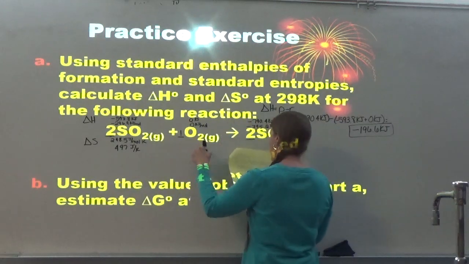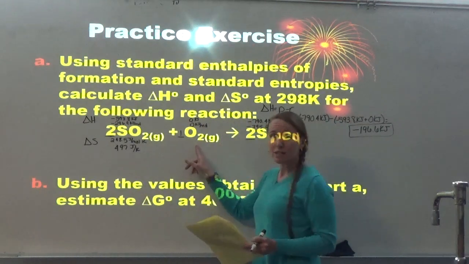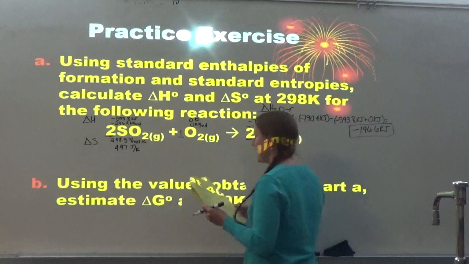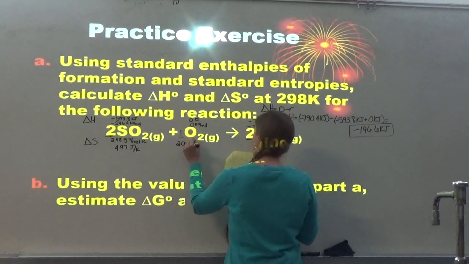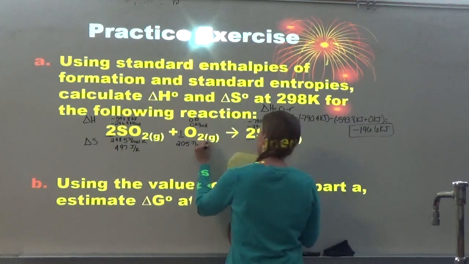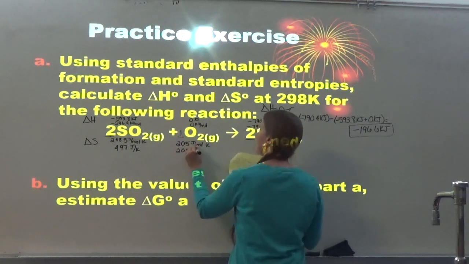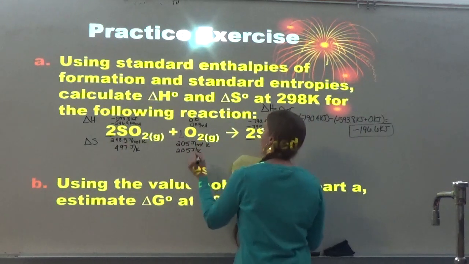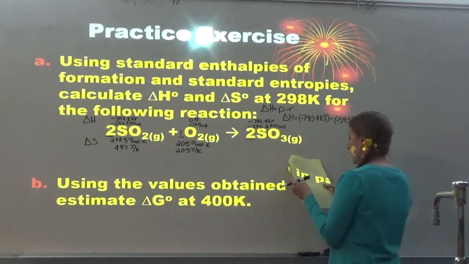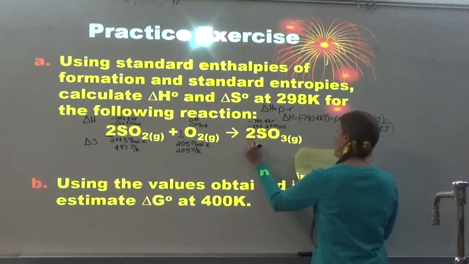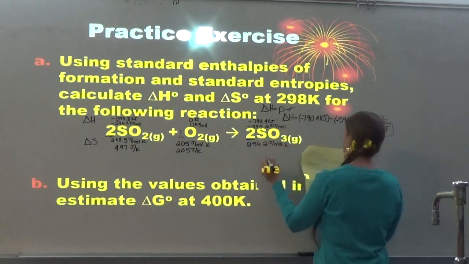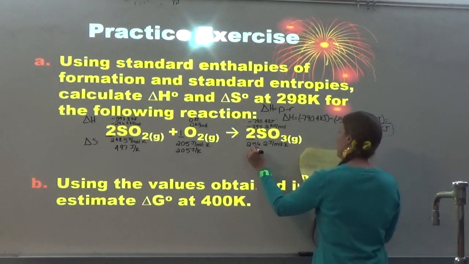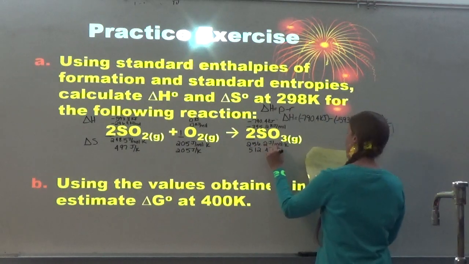All right, oxygen is, remember, delta S for an element in a standard state is not 0. It's 205 joules per mole Kelvin, but I multiply it by 1, which of course still gives me 205. And then for SO3, it's 256.2 joules per mole Kelvin. And then, of course, I multiply that by 2, so I get 512.4 joules per Kelvin.